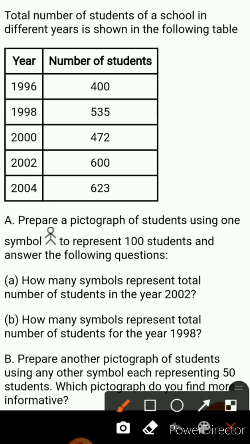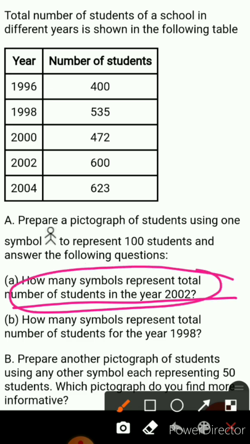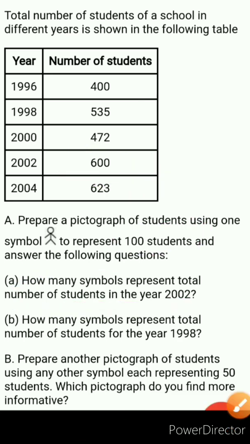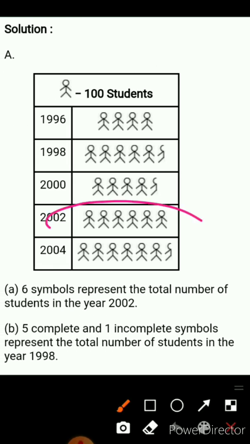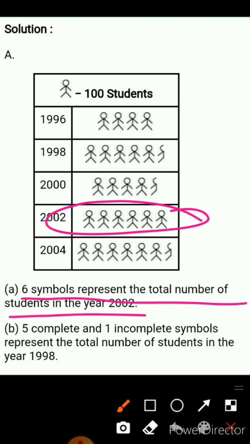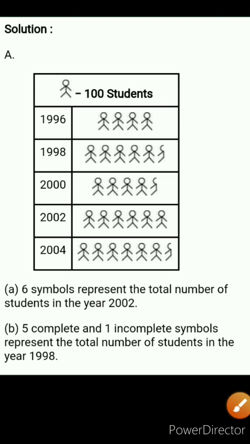Now we have to answer some questions. Your question is, how many symbols represent the total number of students in the year 2002? In 2002 the number of students is 600, and 1 symbol shows 100 students, so we will use here 6 symbols. So your answer is here: 6 symbols represent the total number of students in the year 2002.